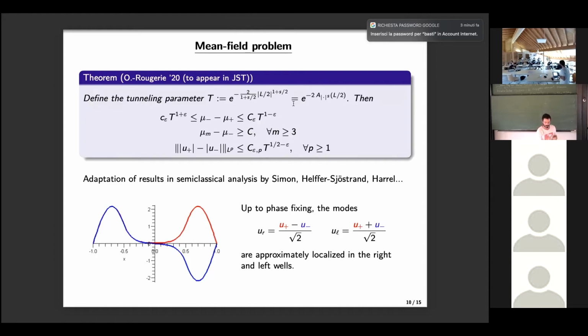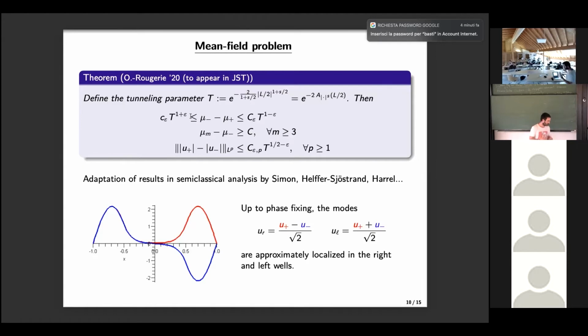And for those who know this, this is equal to e to the minus 2 Agmon distance within the landscape x to the s at the point L divided by 2. Okay. So since L goes to infinity, you should keep in mind that T is small, right? As soon as L grows, T will be small. And the key point is that T not only controls, but captures the first gap. The first gap is of order T.